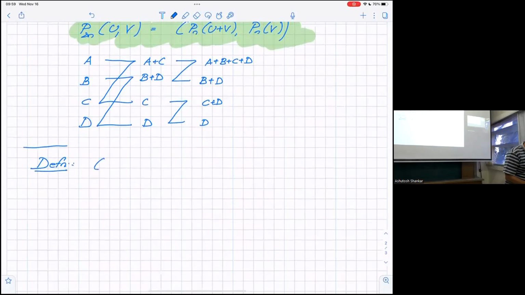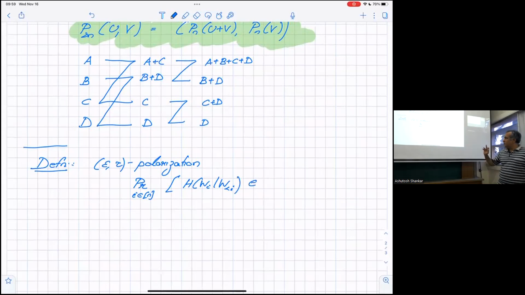We'll say that we have epsilon-tau polarization. This is the same as a polarizing matrix, basically, if the following happens: the probability over a random choice of i in n that H of W_i conditioned on W less than i. Previously, we had said it's greater than tau, but I want to be symmetric about this one.